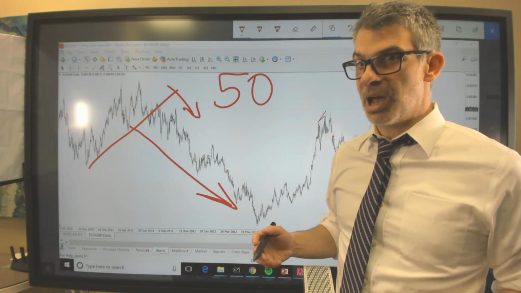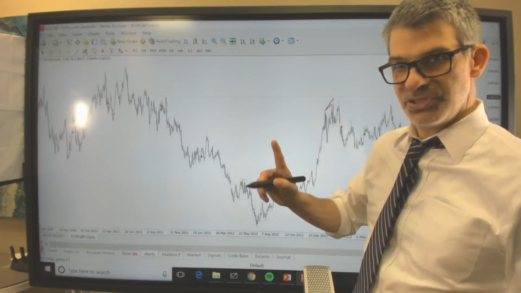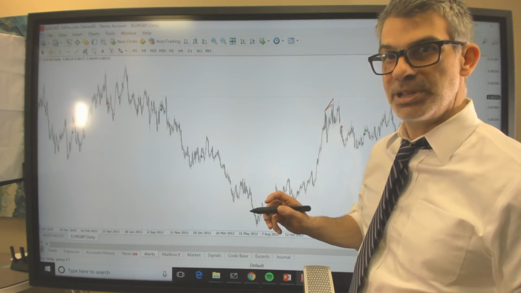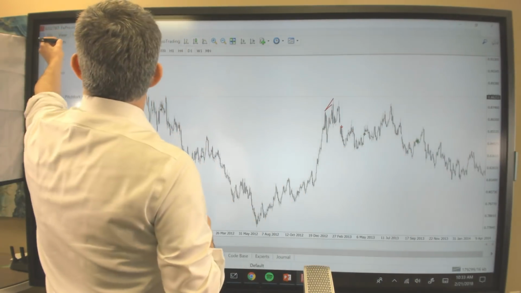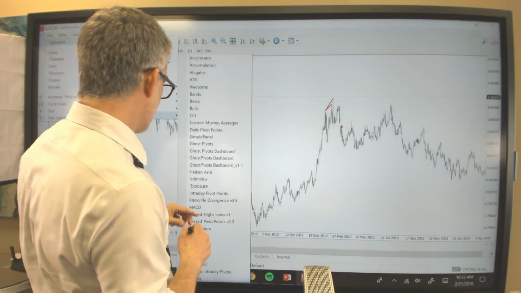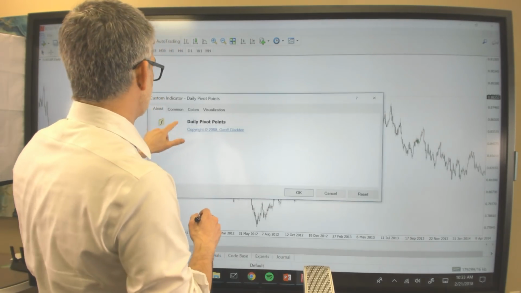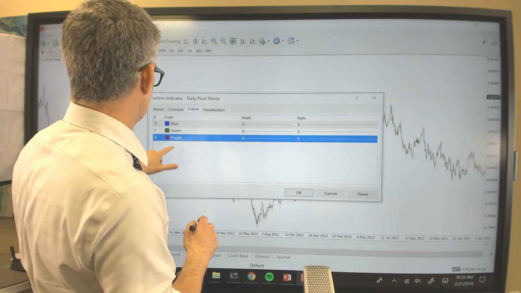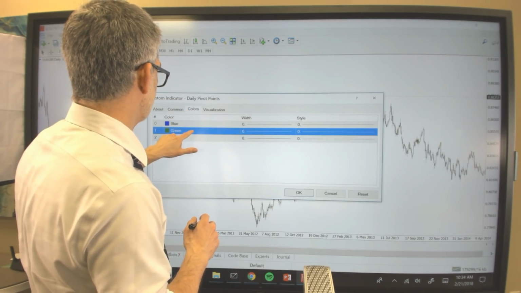You have some idea. There are some things that you can do. In fact, I might even see if I have some other indicators that I could put on this chart. So we'll go to Insert, Indicators, Custom. I do have my daily pivot points. So I'm going to put my daily pivot points on here. And this is going to be beautiful.